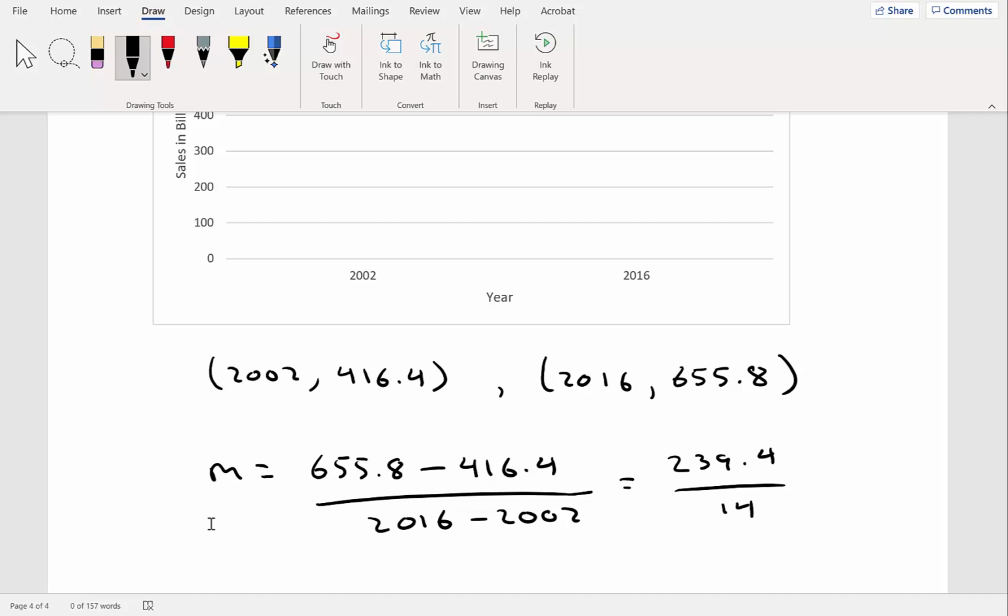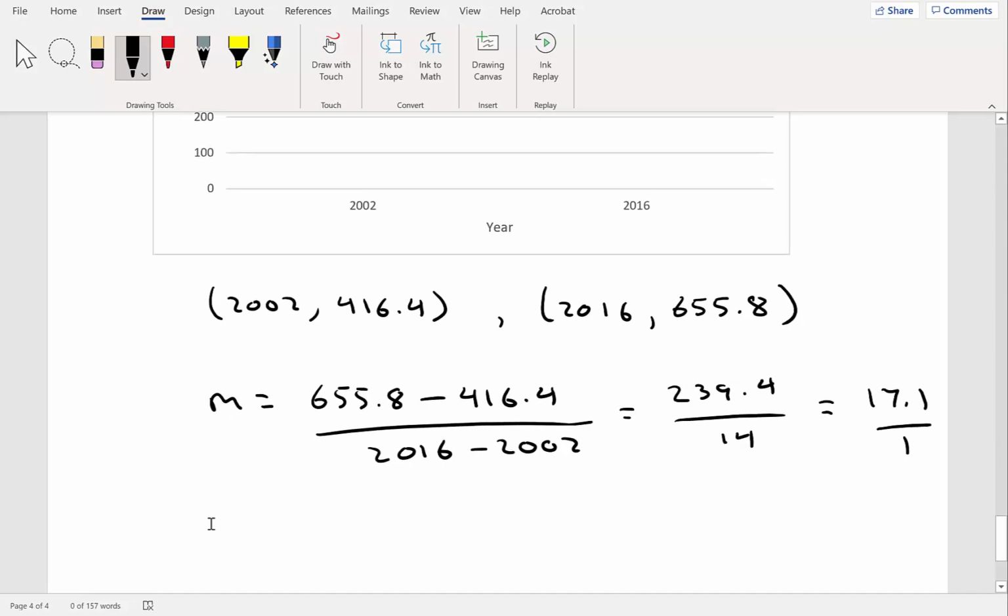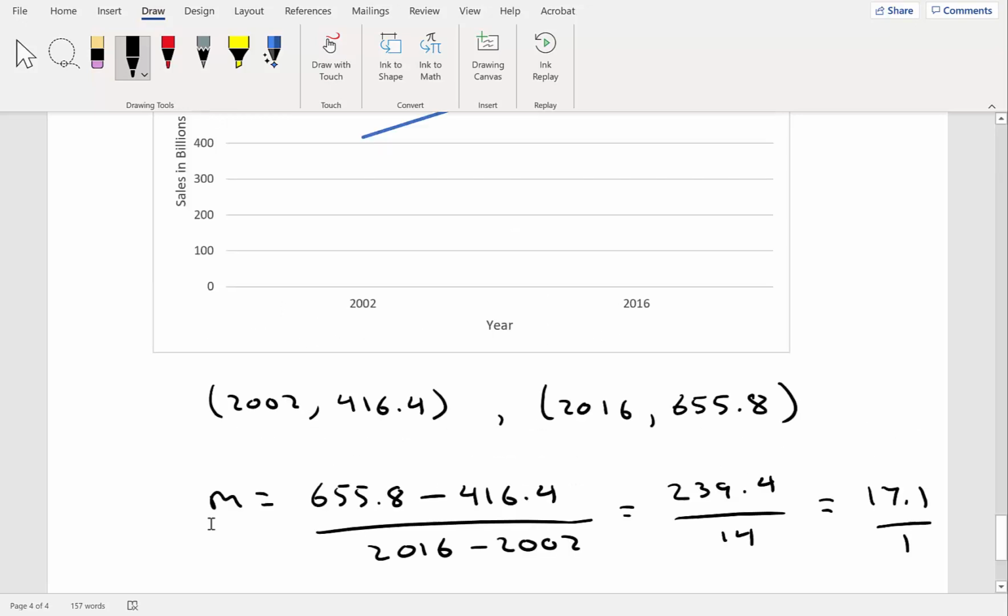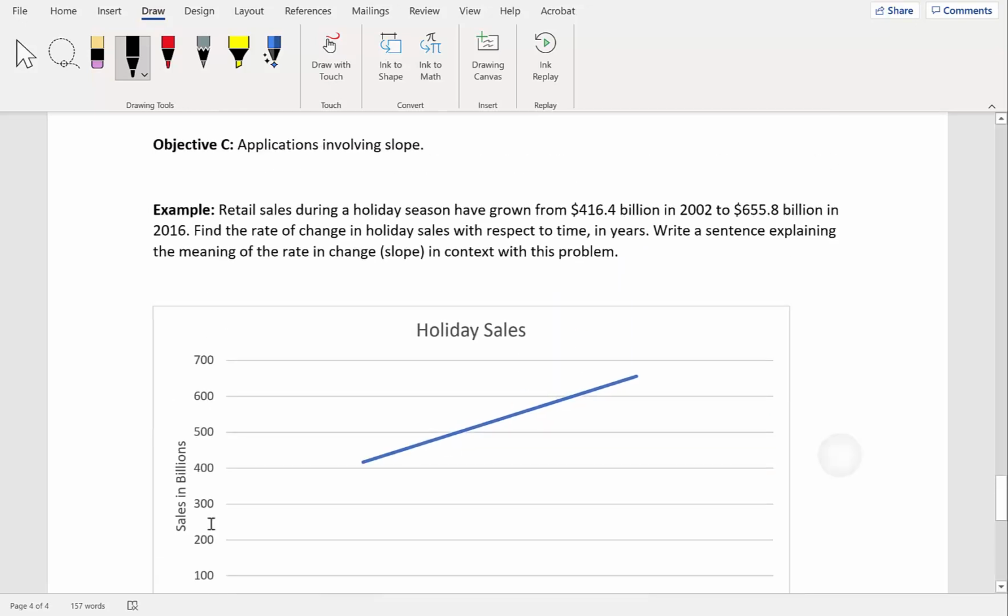Okay, let's divide. Let's see if this gives us a whole number. So 239.4 divided by 14. So it gives us 17.1. So let's simplify as 17.1 over 1. Okay, so now we have our rate of change. Okay, so now we have to write out what this means with the context of this problem. So we have 17.1 over 1.